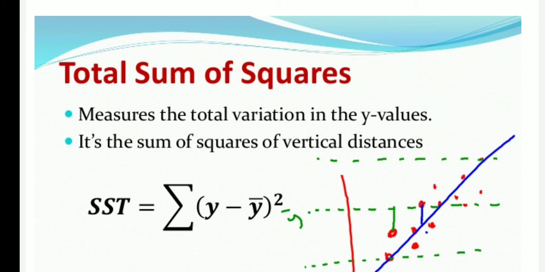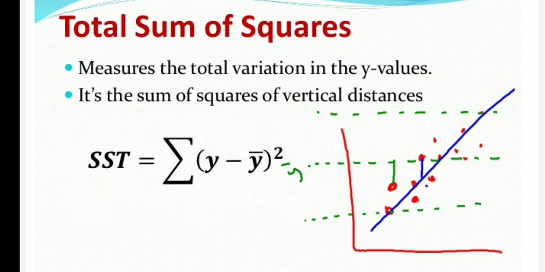We go for the total sum of squares. It measures the total variation in y values, meaning the given y values and the estimated y values. Total sum of squares is equal to the sum of squares of deviations taken from its mean. This is the total variation. This is not the variance. Variance is different from variation.